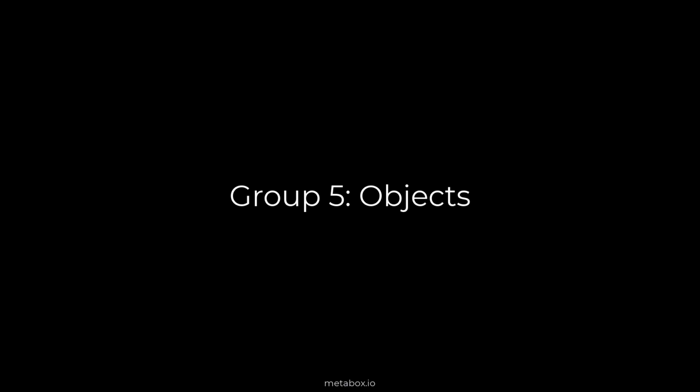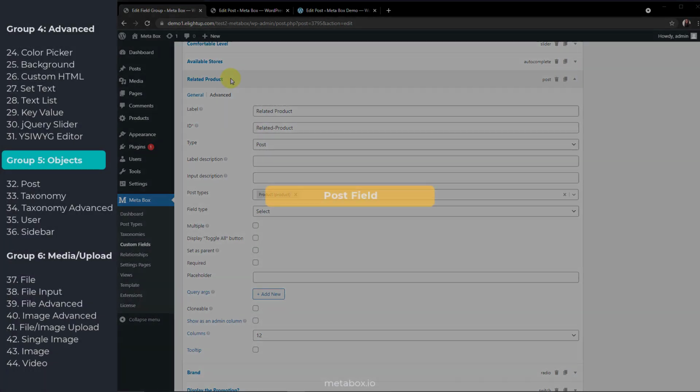Objects fields include post, sidebar, and taxonomy. They're quite similar to each other. To start, we have the post field.